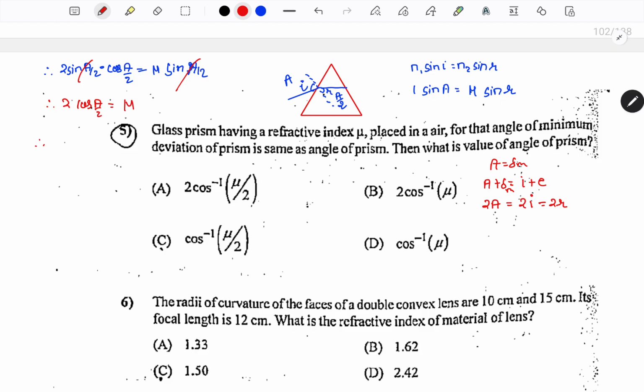If we have to write in cos theta, cos A/2 is equal to mu by 2, not 2 mu. Therefore A is equal to 2 cos inverse of mu by 2, option A.